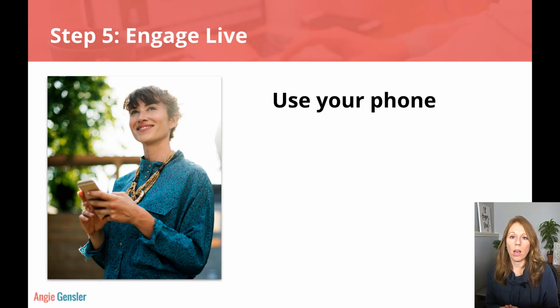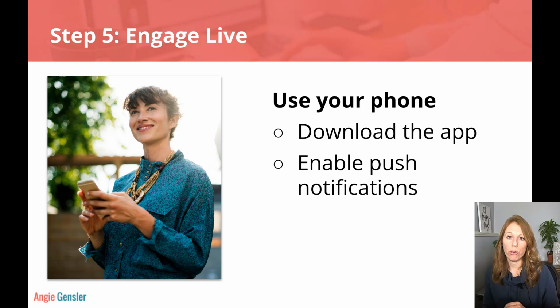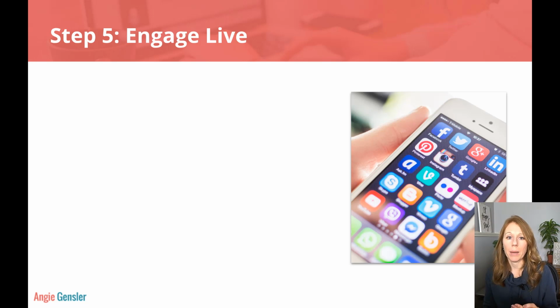So to engage live, first you're going to use your phone. Everyone pretty much has a smartphone at their fingertips at all times. So download the app for the one channel that you've chosen to narrow your focus to, and you're going to enable push notifications for that one channel. Don't do this for all of them because it's going to overwhelm you, just that one. And then you're going to reply in real time. So if someone comments on your post, they ask a question, they engage, make sure that you reply and you engage back with them in real time.